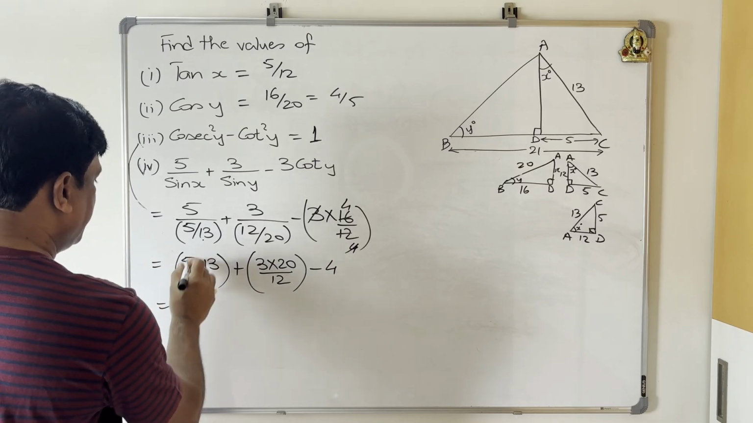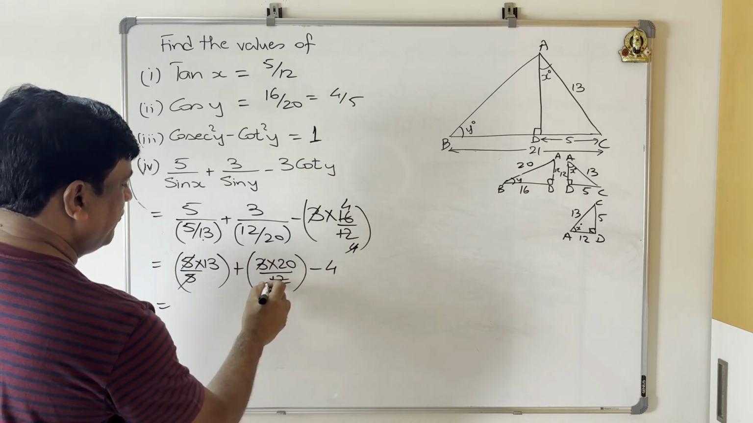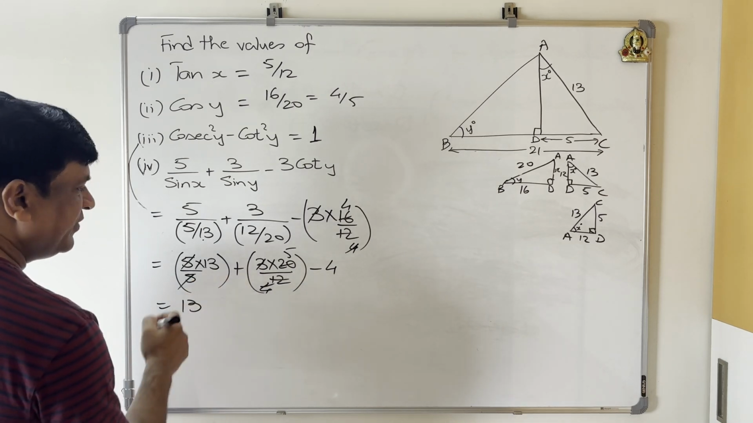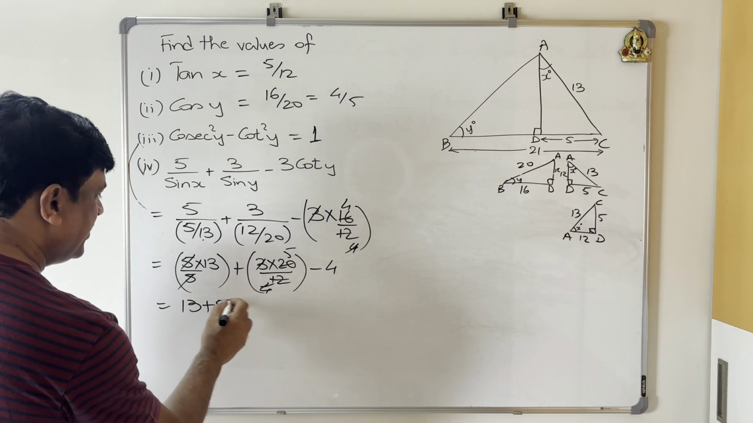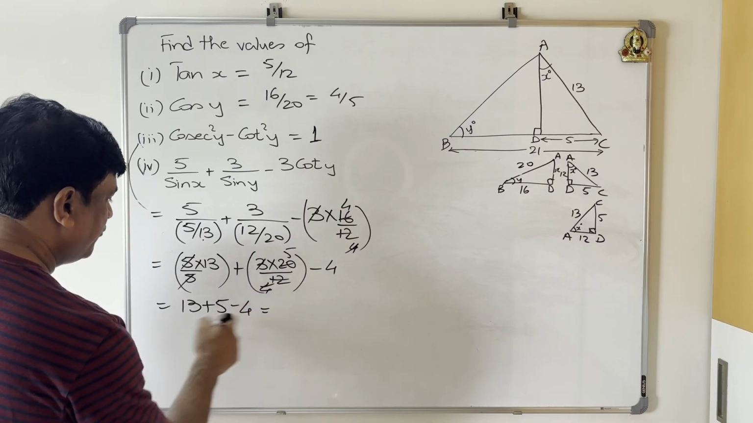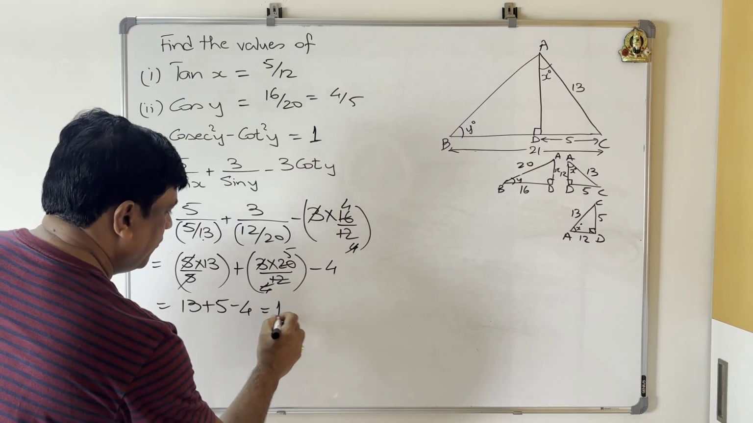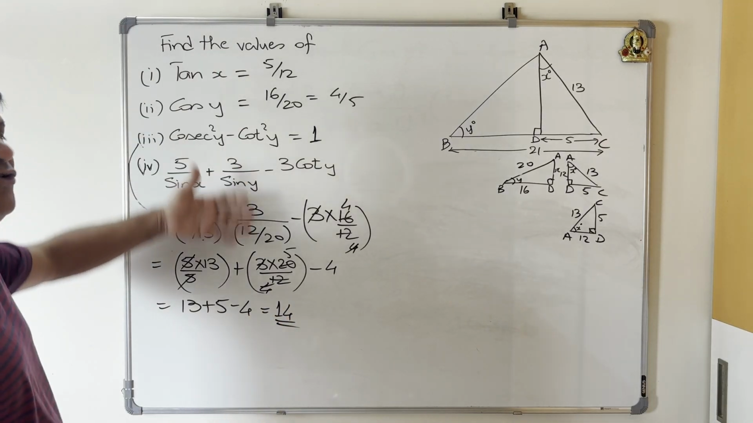Okay, what do you get over here? This 5 gets cancelled, 3 fours are 12, 3 fives are 15. So you get a 13 over here in the first one. You get a 5 over here and you get a 4 over here. So your answer is 5 minus 4 is 1. 13 plus 1 is 14. That's your answer. So this is how you solve it.